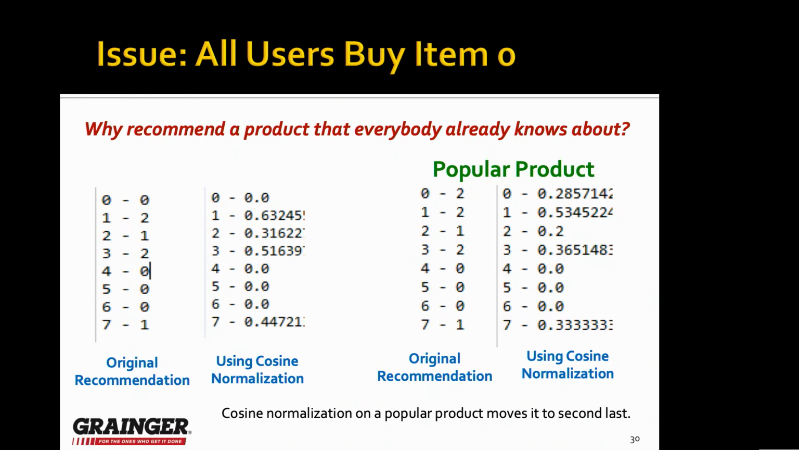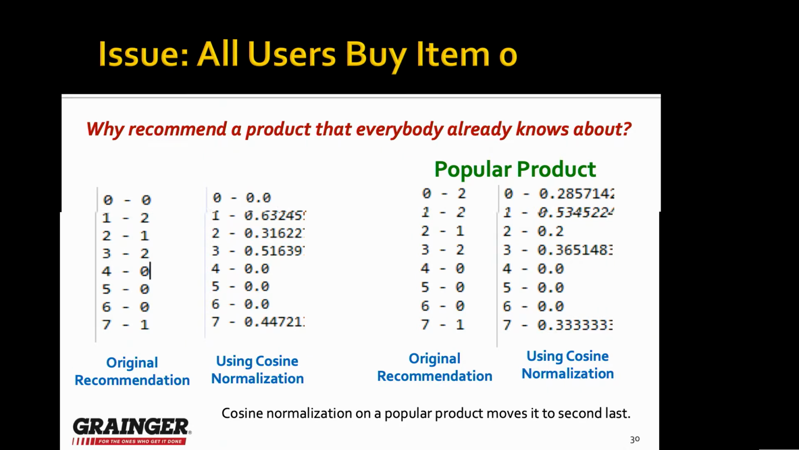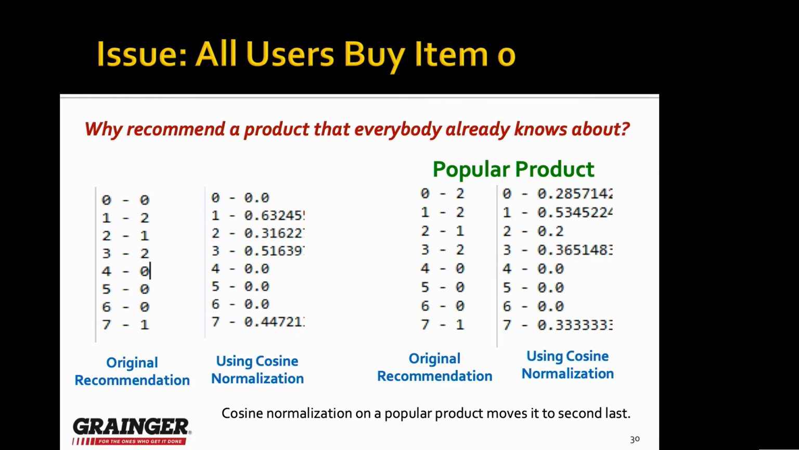However, if you cosine normalize it, it turns out that that actually goes away because it's now a large vector of information, but it's not really that relevant. So you divide by its length. What happens? That 2 now goes to a 0.28. So even though everybody bought product 0, the cosine normalization moved it farther down on the priority list, because basically it's a long vector of the same information, but it's not really that relevant.